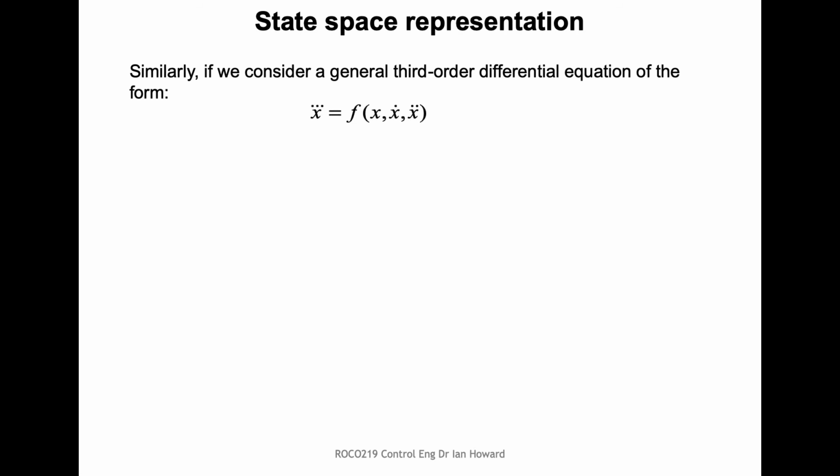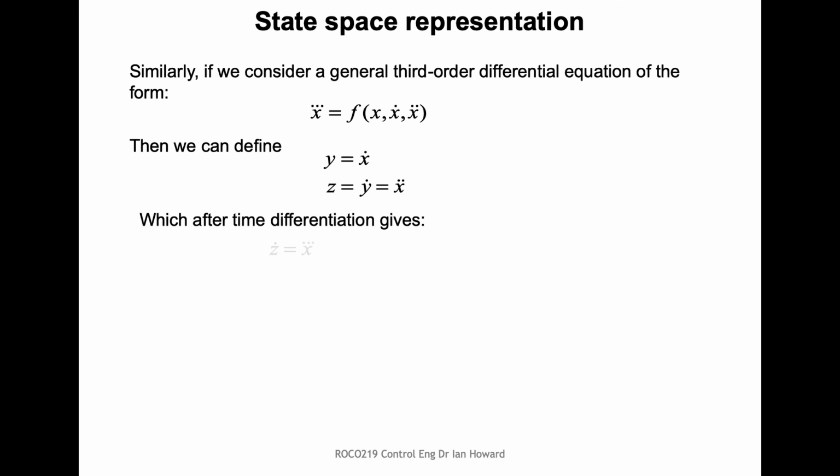And we can carry on as many times as we like in order to do that. We can end up splitting up something that's a third order equation. So we have x triple dot equals a function of x dot, x double dot. We say y equals x dot, z equals y dot, which is x double dot. So now we can say z dot equals x triple dot. So z dot equals a function of x dot, x double dot.